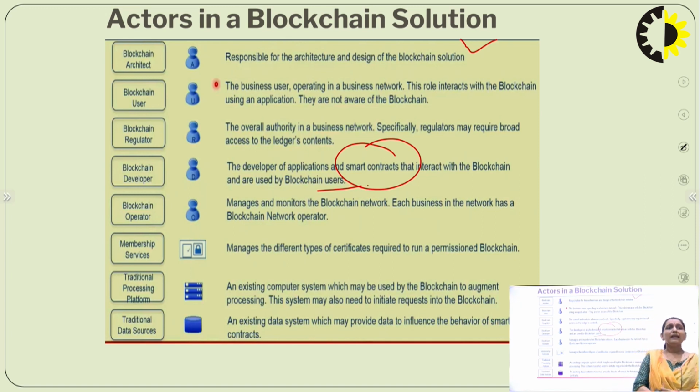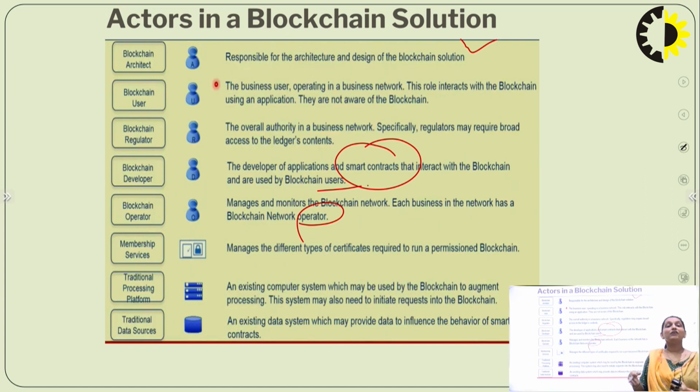Operator: it will manage and monitor the blockchain network, and each business in a network has one network operator, which is managing all that: the architect part, regulator part, developer part, user part, all that.